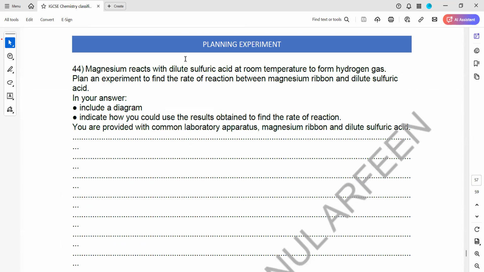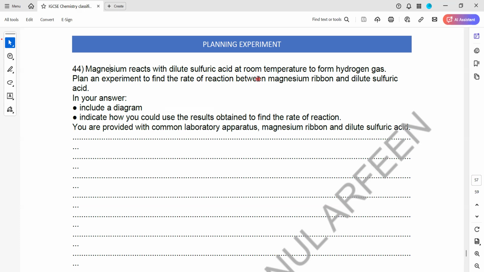If you want to plan this experiment, we have magnesium reacting with dilute sulfuric acid at room temperature to form hydrogen gas. Plan an experiment to find the rate of a reaction between a magnesium ribbon and the dilute sulfuric acid. So magnesium reacts with the sulfuric acid to give off hydrogen gas, and we want to investigate how the rate of the reaction varies, or we want to find the rate of a reaction.